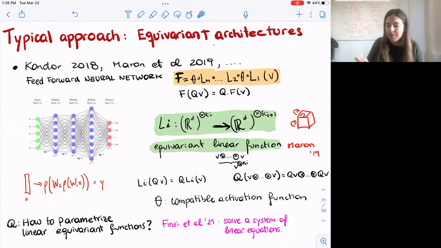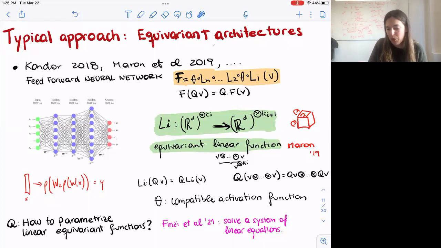So what Kondor and Maron suggested was to first look at the linear functions that are equivariant; typically there are not that many. For instance, if you look at rotations, there's no linear function that is equivariant, or invariant, with respect to rotations. So then this is not going to be enough.